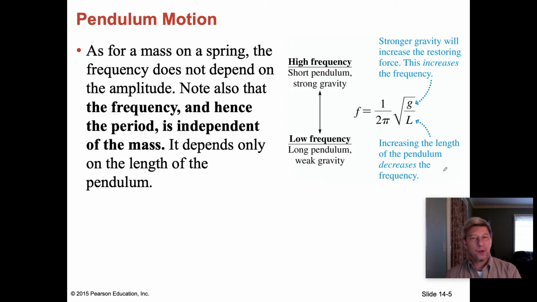As for a mass on a spring, the frequency does not depend on the amplitude, right? Remember, in the last lesson that we did, we noted that the amplitude of the pendulum doesn't affect the frequency. And so the frequency, and therefore the period, is also independent of mass. So it doesn't matter how heavy the bob is on the end of the pendulum. The only thing that influences the frequency is the length of the pendulum. Again, if you look at this equation over here on the right, notice that mass is not part of the equation.